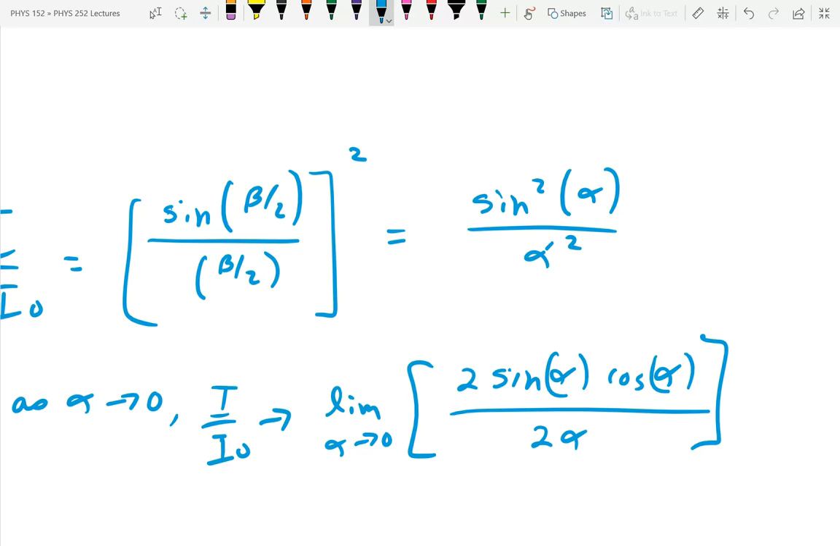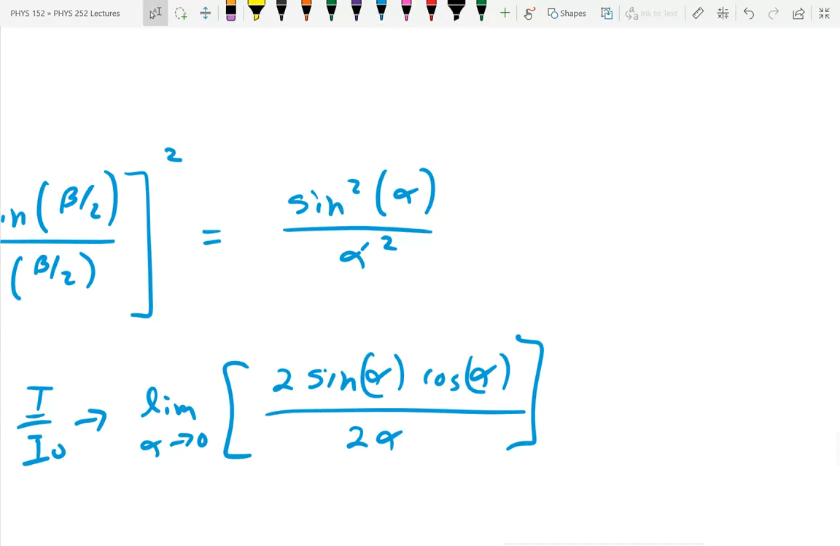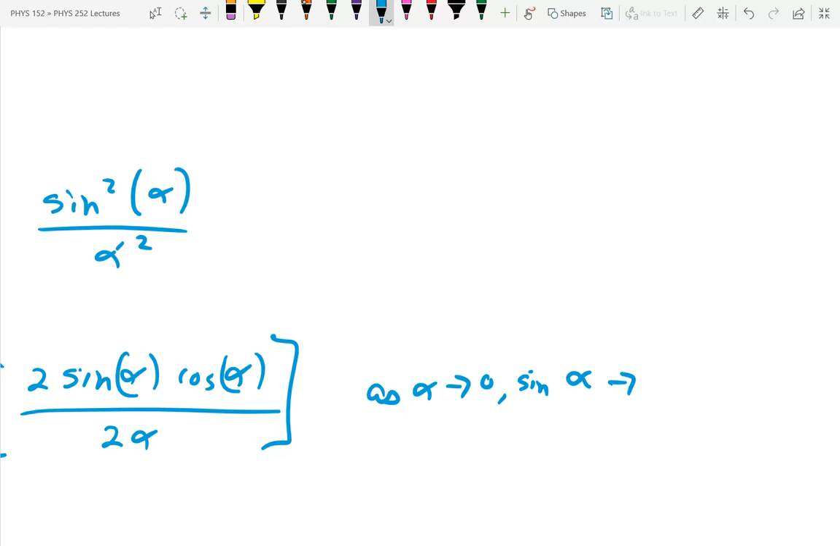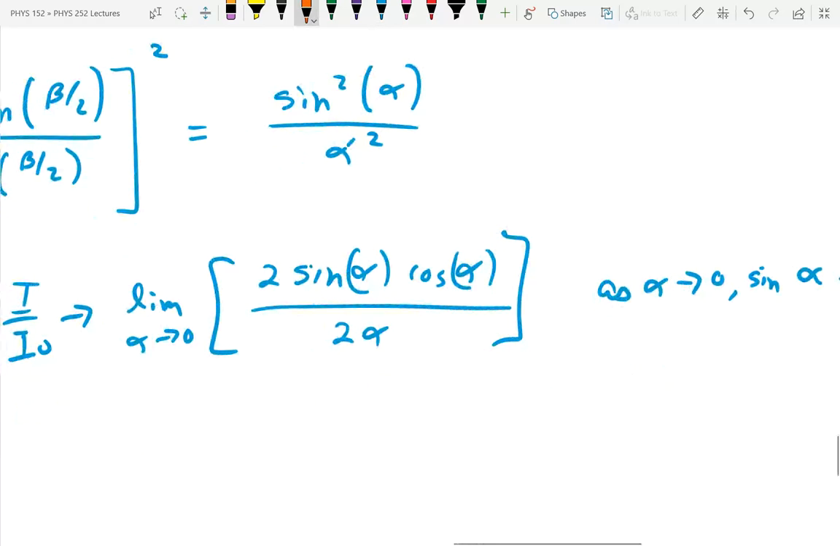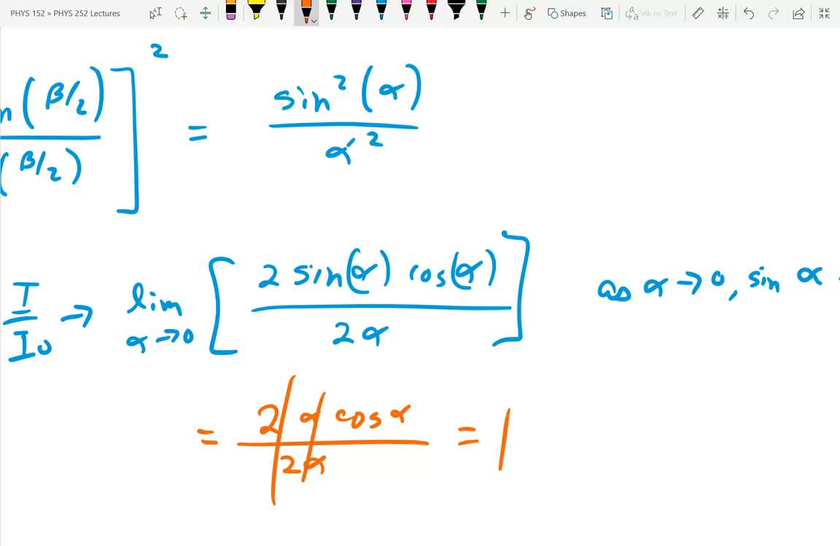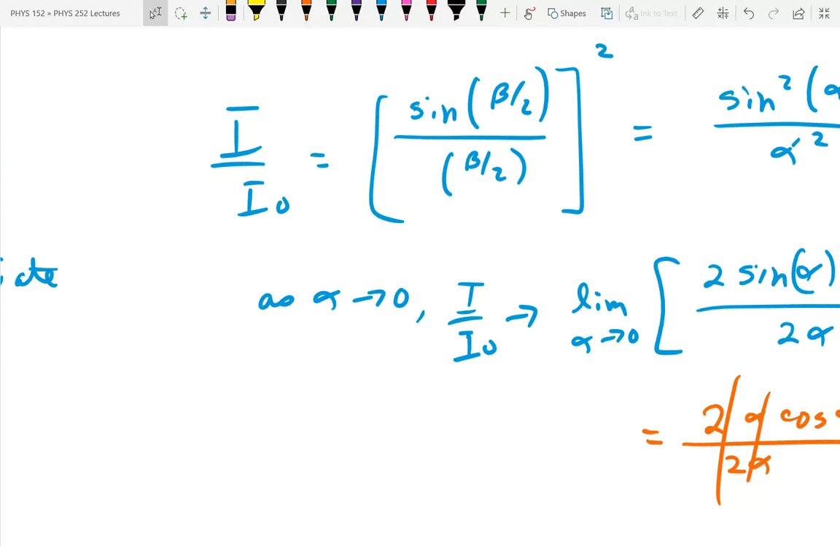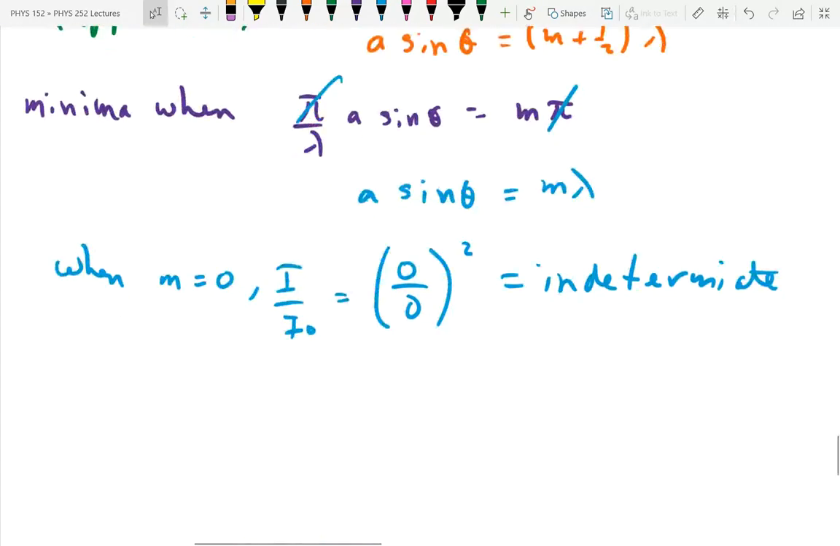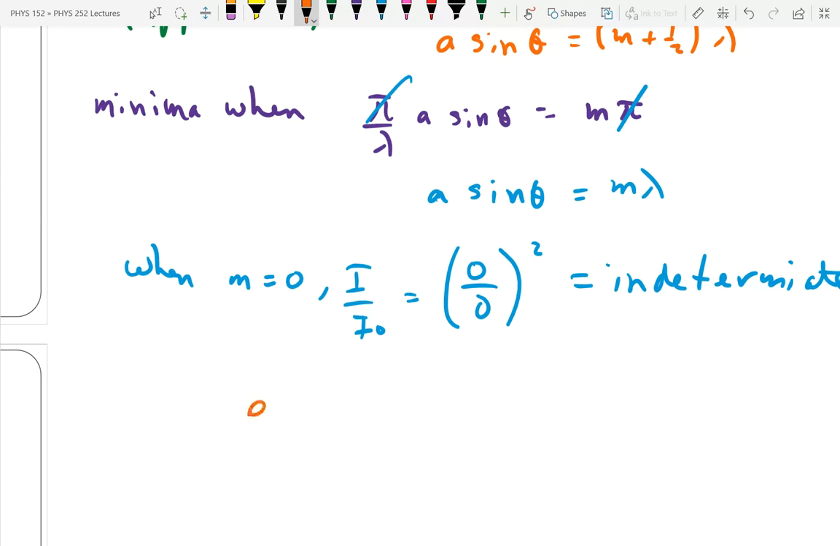Now, as alpha approaches 0, I can actually use the small angle approximation and stop here. So that means this is equal to 2 alpha cosine alpha over 2 alpha, which equals 1. So our intensity approaches 1. It approaches the peak intensity at the 0 point. So if we go back to this, these were minima except m equals 0 is a maxima.